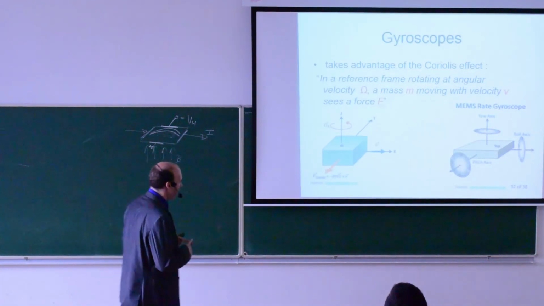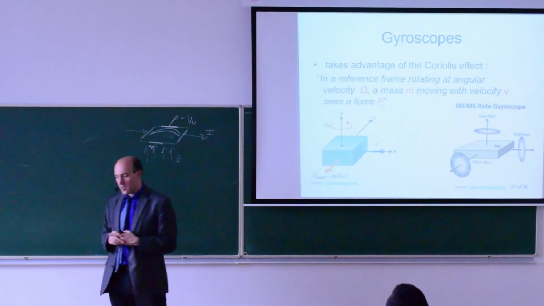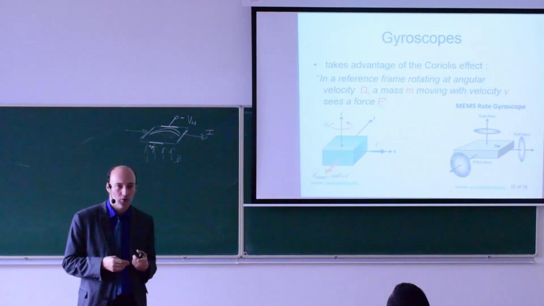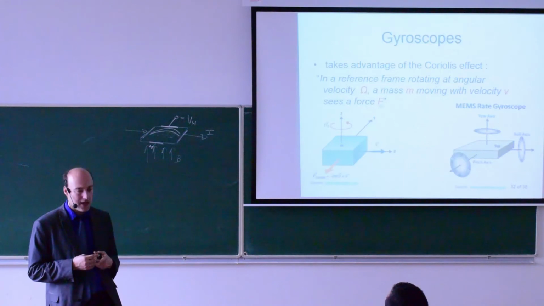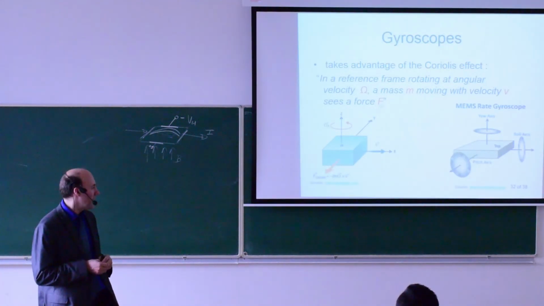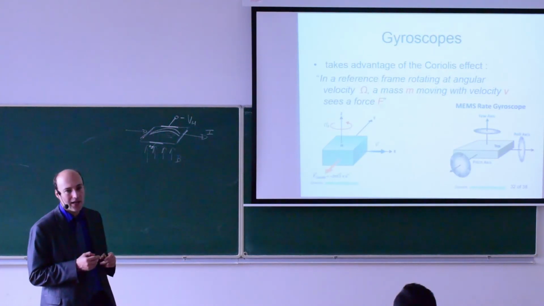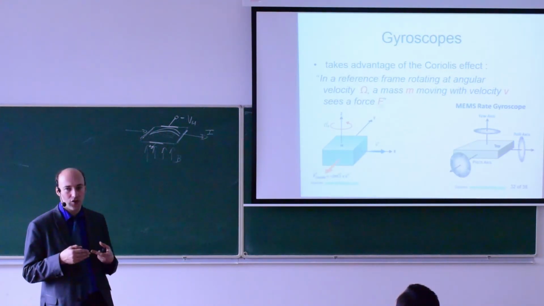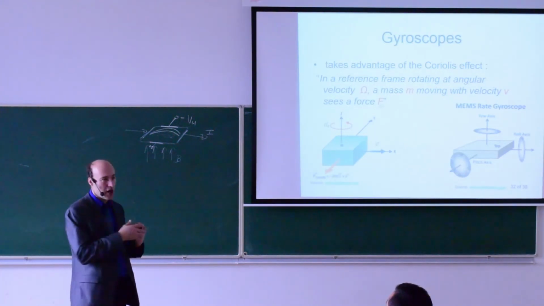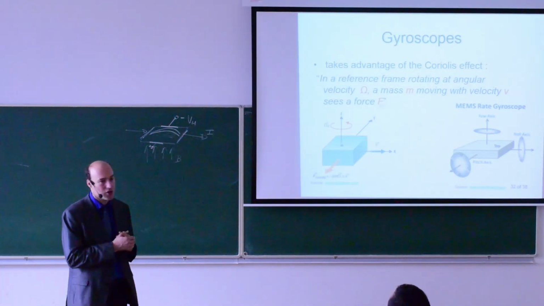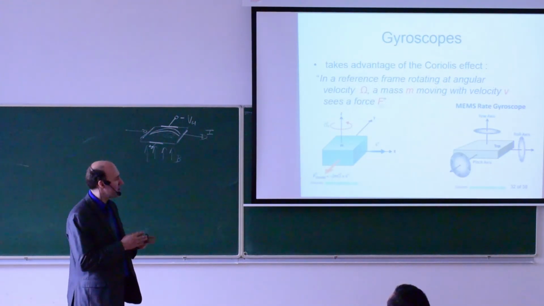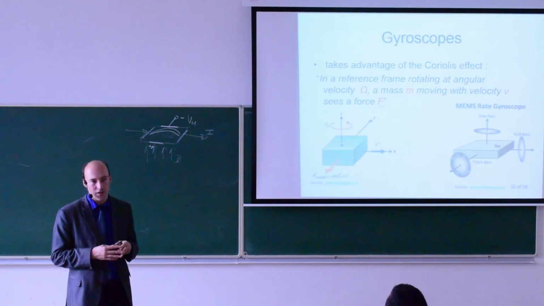The gyroscope I will show you takes advantage of the Coriolis force. So we, in fact, measure the effect of the Coriolis force on an object. And the detection is done again with a capacitive position sensor. So we will see that the structure of a MEMS gyroscope is very similar to the structure of a MEMS accelerometer. MEMS stands for micro electromechanical system.